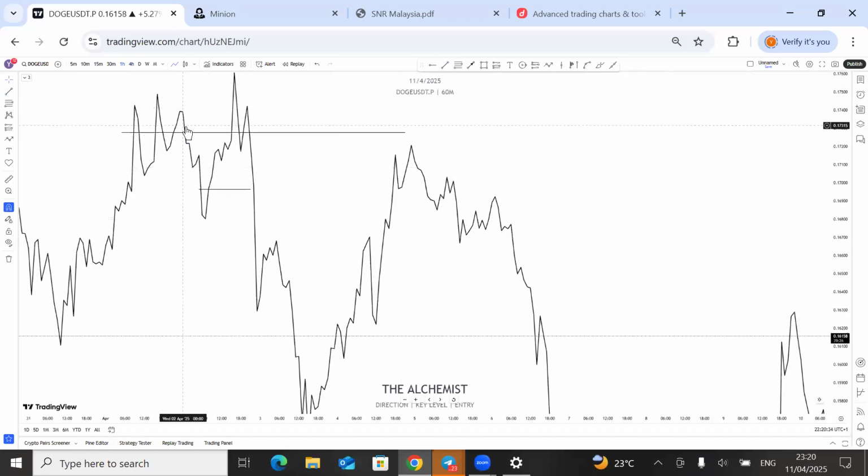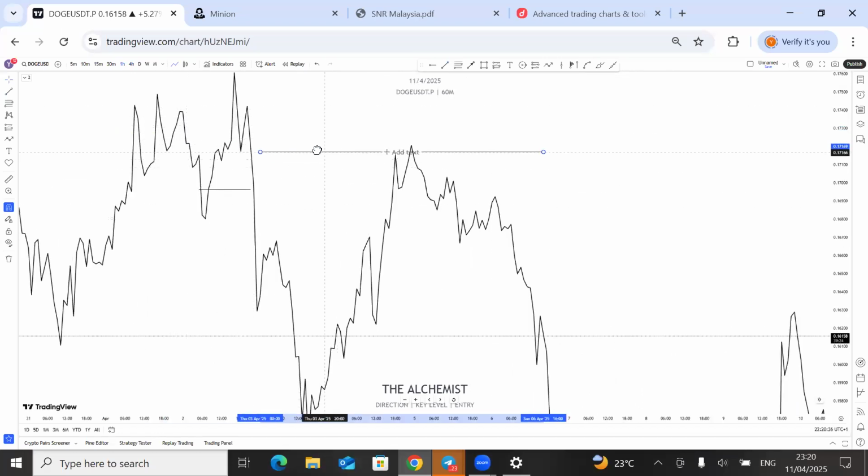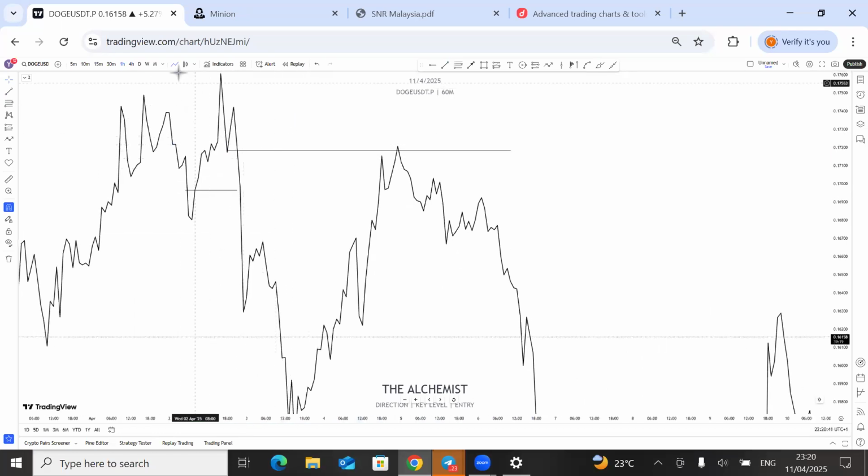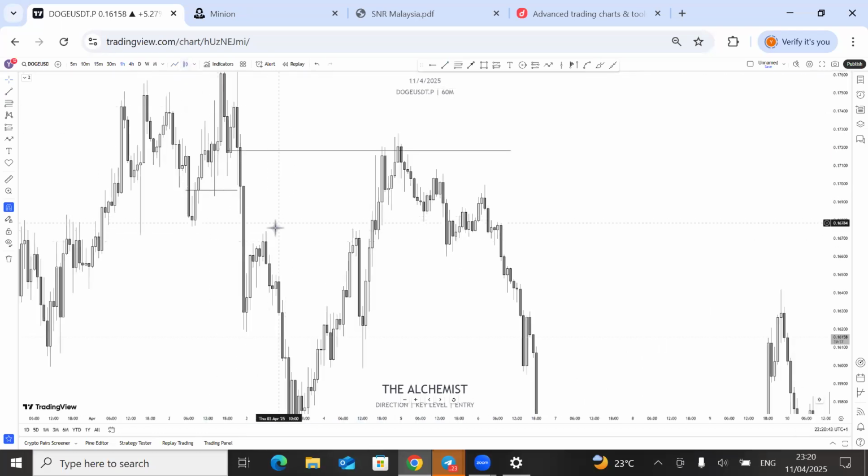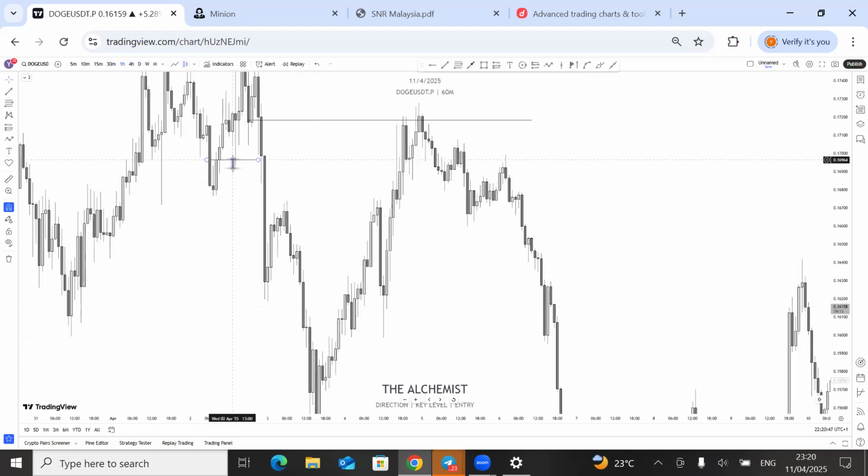Lower time frames, I think this was where we had this entry from here. This V-shaped key level, I think we also had liquidity. You can use anything inside here as liquidity, because this was the first pullback after this break of structure to the downside.